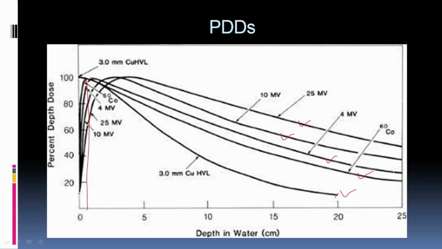You can see this is the depth of dose maximum of cobalt, approximately 0.5 centimeter, and this is the depth of dose maximum of 4 MV, and this is the depth of dose maximum of 10 MV. This is the depth of dose maximum of the 25 MV photon beam. So the initial percentage depth dose is less, then it increases with depth, and after reaching the maximum dose, it again decreases with the depth in the water.